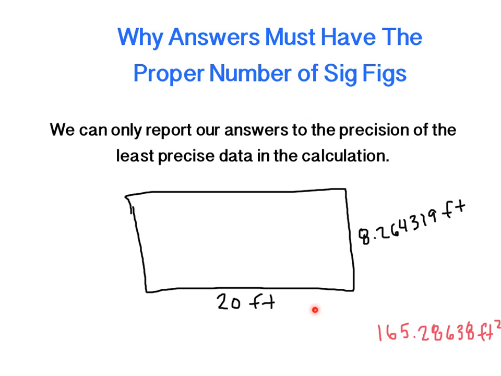When we do length times width, we get this answer, 165.28638 feet, or square feet that is. And so you may say, well, how many places do I round that off to? The answer is to the correct number of sig figs. It can only be as precise as our least precise measurement, which in this case was this one right here.